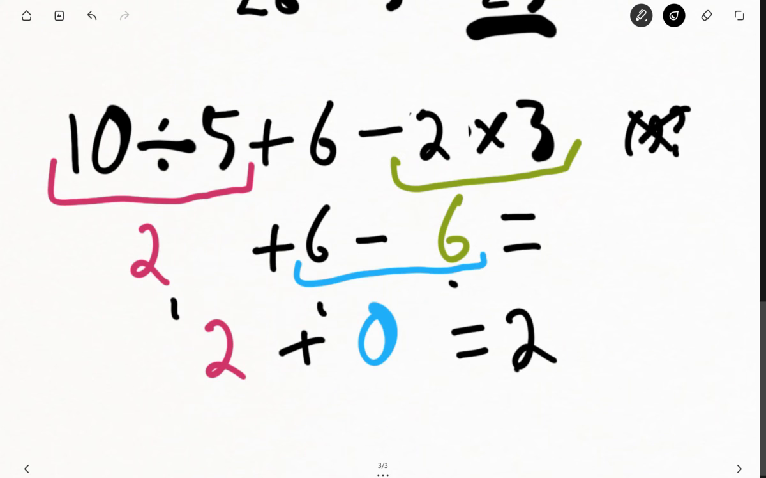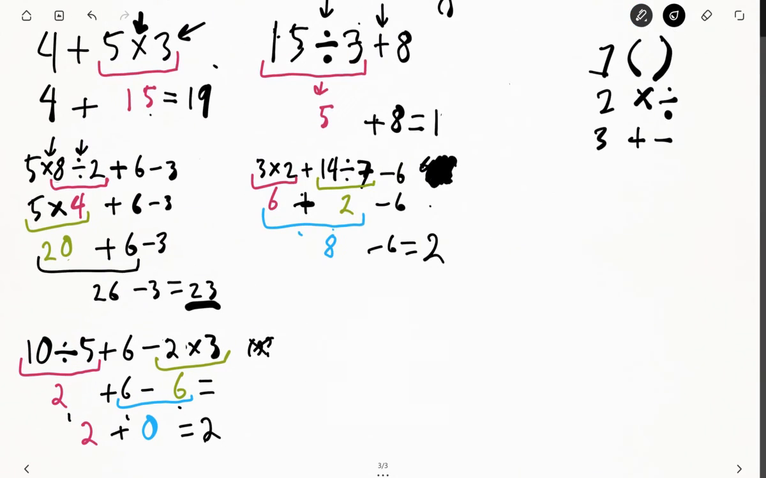And that's all the practice we're going to do for now. Next time, we are going to have some fun with parentheses. And we're going to learn that they are not that scary after all.